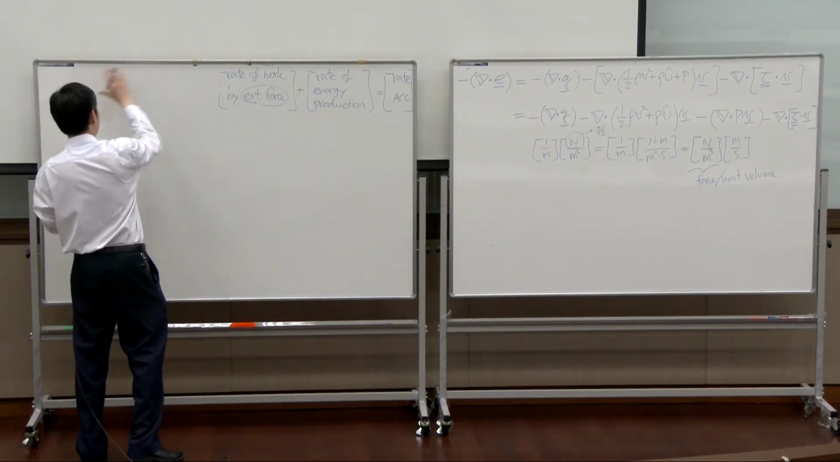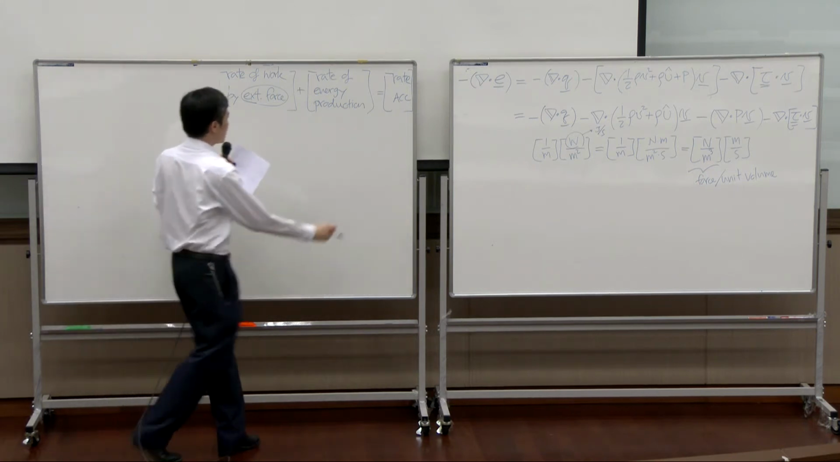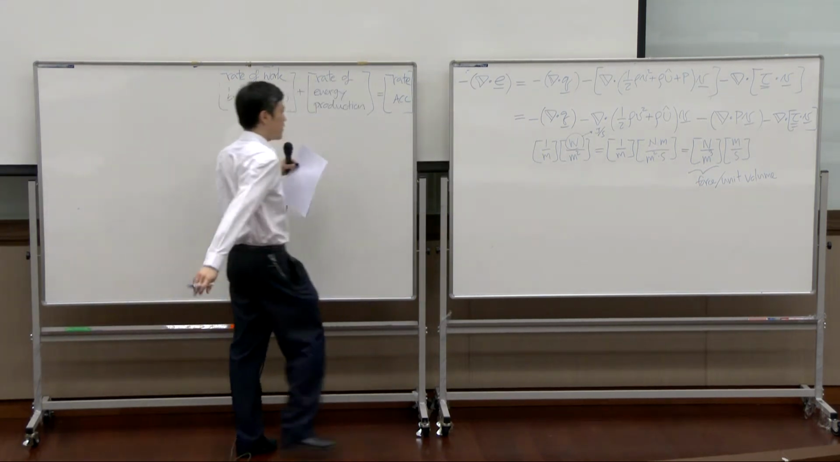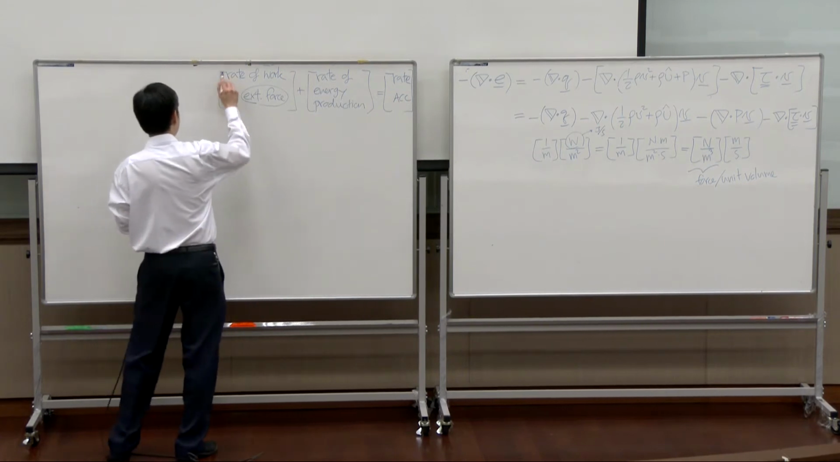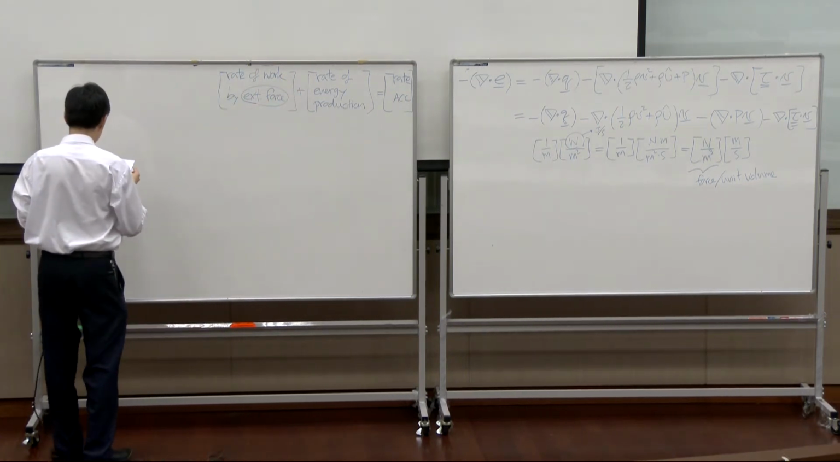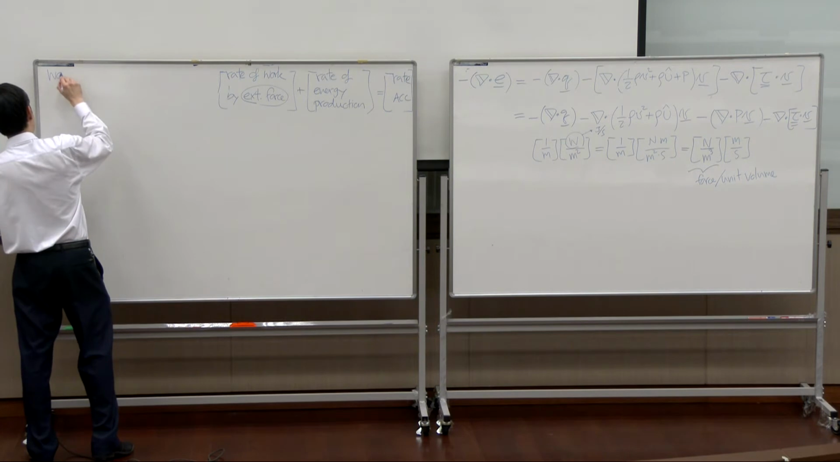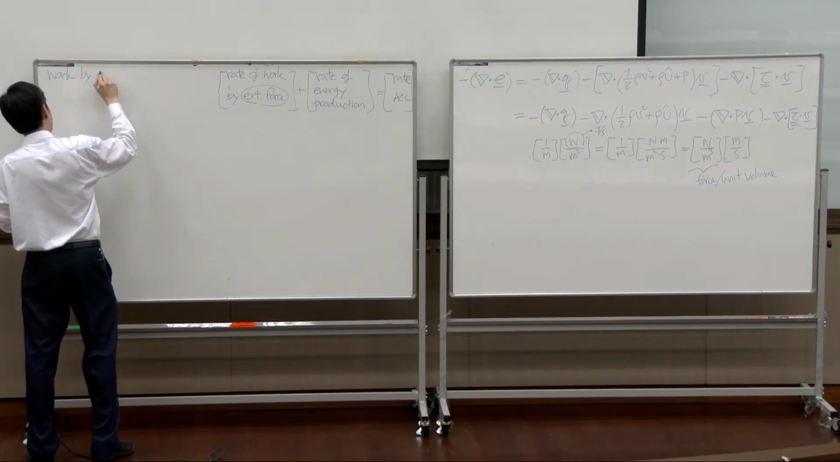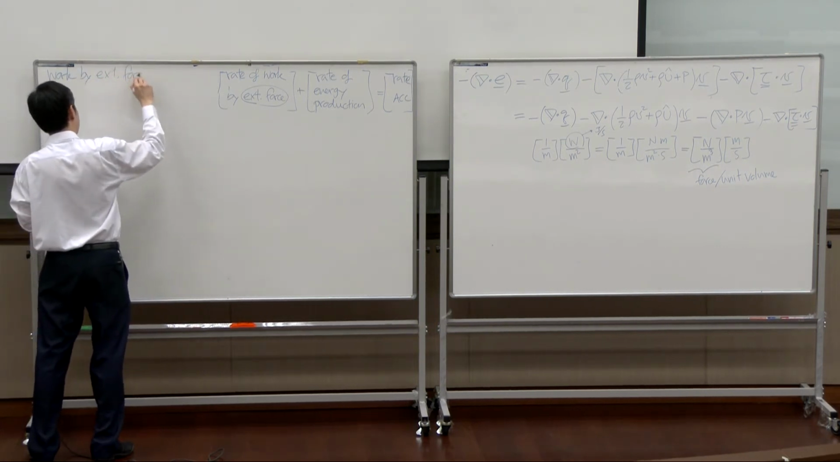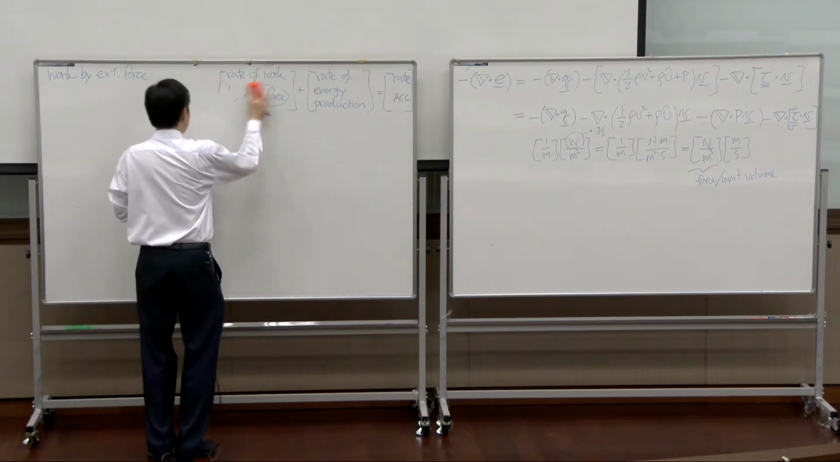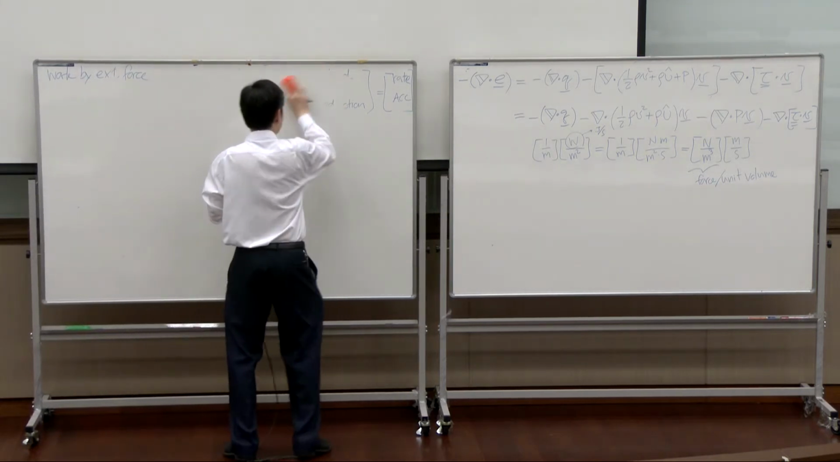First two terms was done. The net flux was done, represented by this side of the board. The next part will be the rate of work by external force. If I rewrite it, work by external force. Okay, and I erase this for the moment.